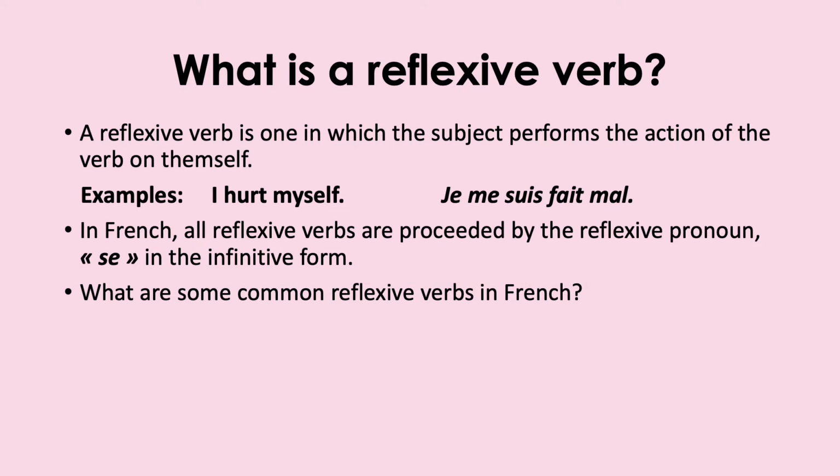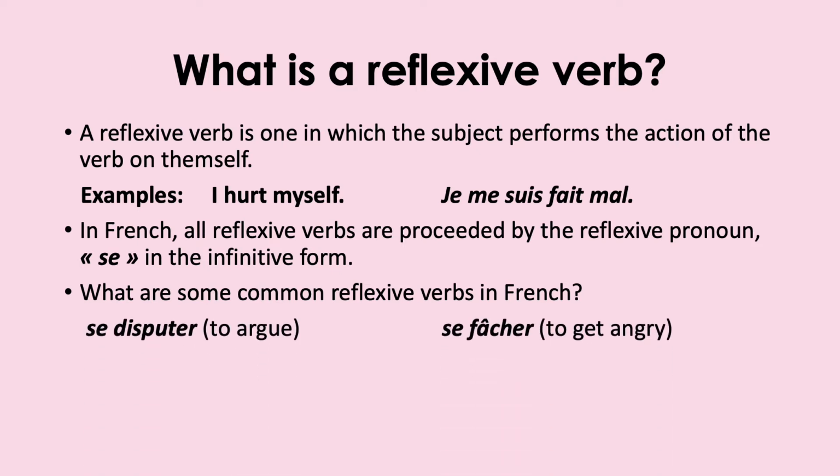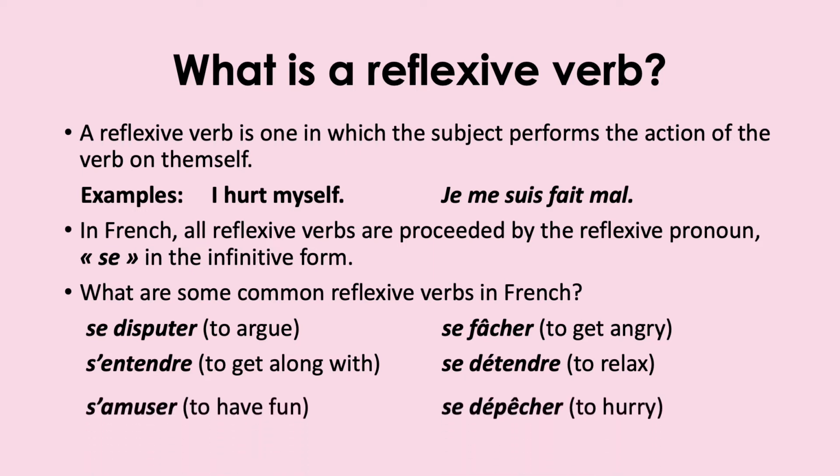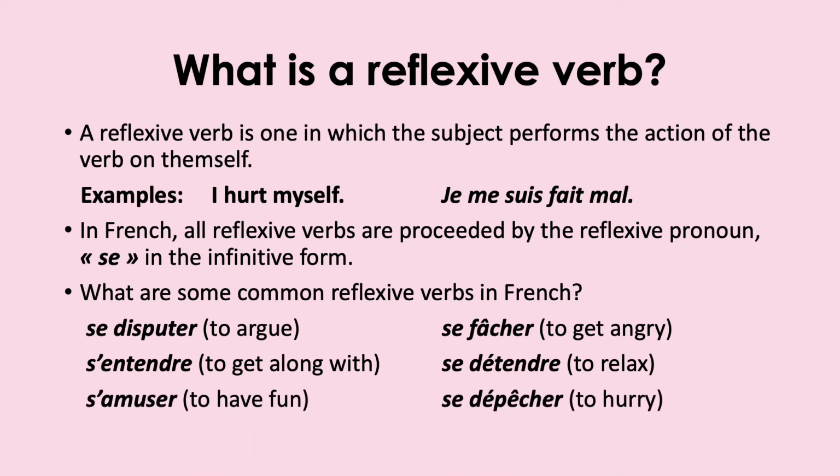What are some examples of common reflexive verbs in French? Well, there are tons. Here are some very common ones that you should know. Se disputer, to argue. Se fâcher, to get angry. S'entendre, to get along with, or s'entendre avec. Se détendre, to relax. S'amuser, to have fun. You'll often hear je me suis bien amusé. I had a really good time. Se dépêcher, to hurry or to hurry up.